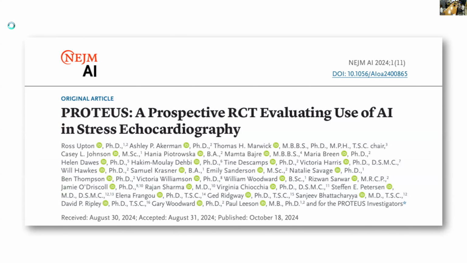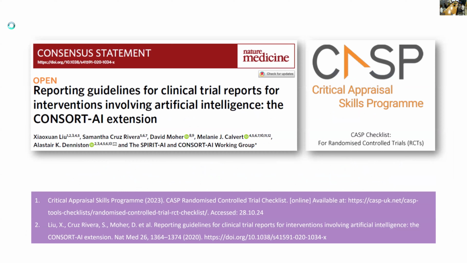So this is the trial we're looking at. This is called PROTEUS. It is a prospective randomized control trial evaluating use of AI in stress echocardiography. The title itself doesn't tell us much more, but we'll come to that. And I'm using the CONSORT-AI extension to the CONSORT checklist, which Sir mentioned. This was published, I think, in 2020, and the CASP checklist, which we are all familiar with. Both of these are freely available.